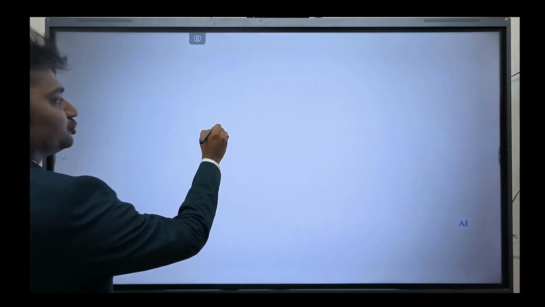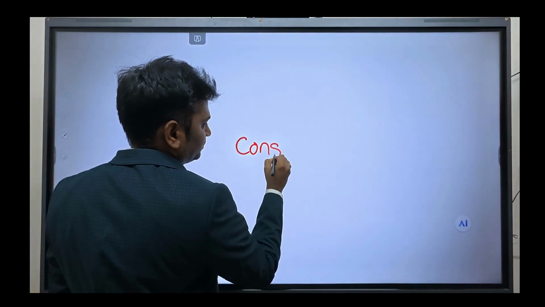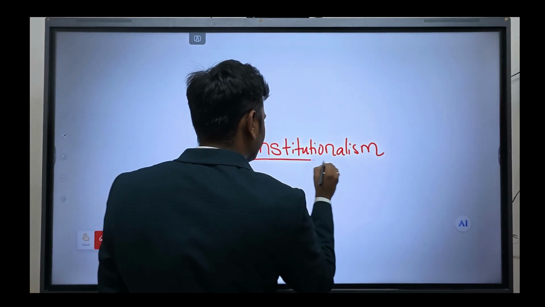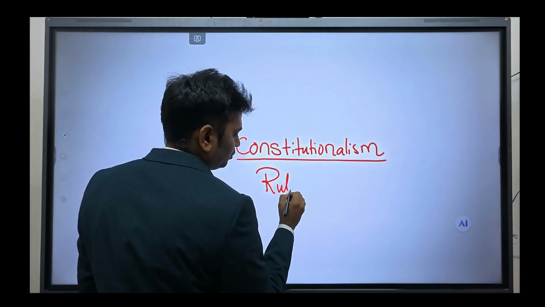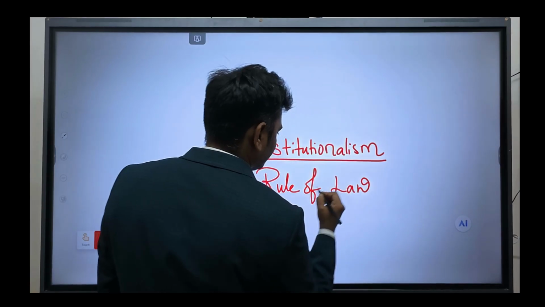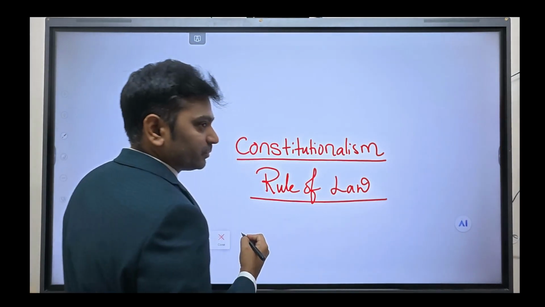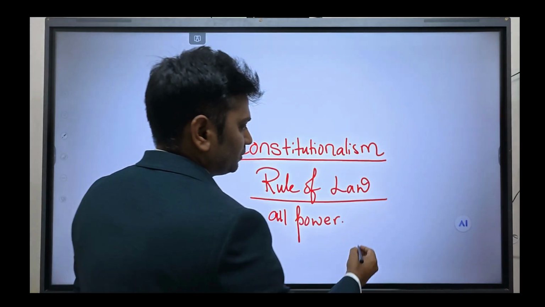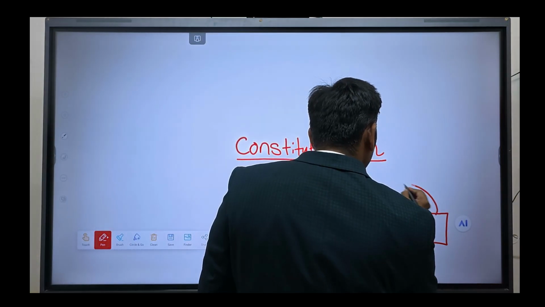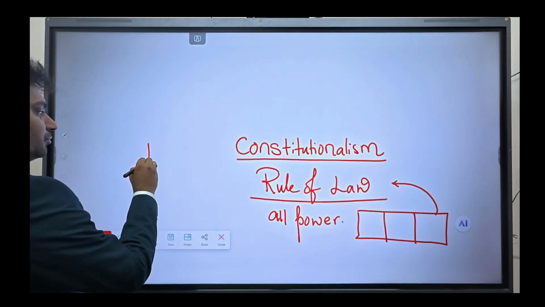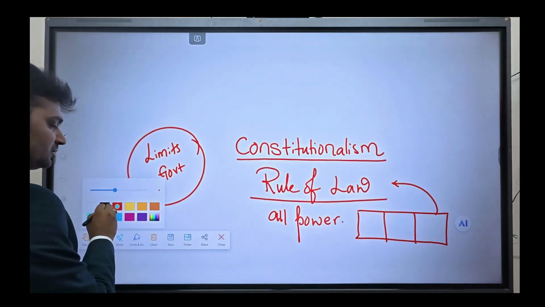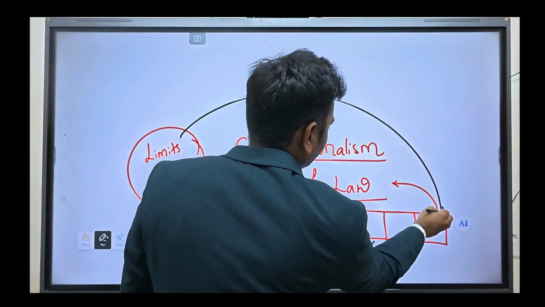The philosophy of constitution is mentioned as constitutionalism. What is the philosophy of constitution? The philosophy of constitution is rule of law. And the rule of law says that you should not have all powers vested in one center. Power should be divided so that there will be no concentration of powers and thereby rule of law can be upheld. So constitutionalism limits government because government is subjected to questions of the legislature as well as the judiciary if they are doing something wrong.